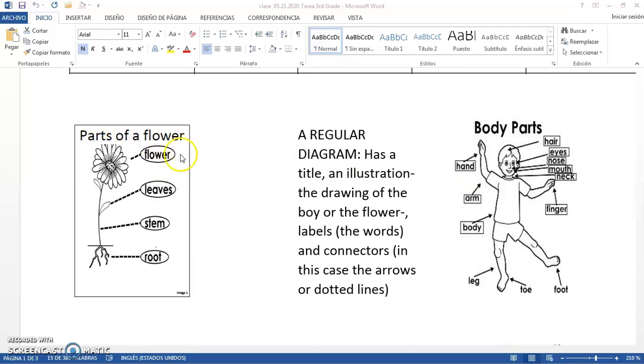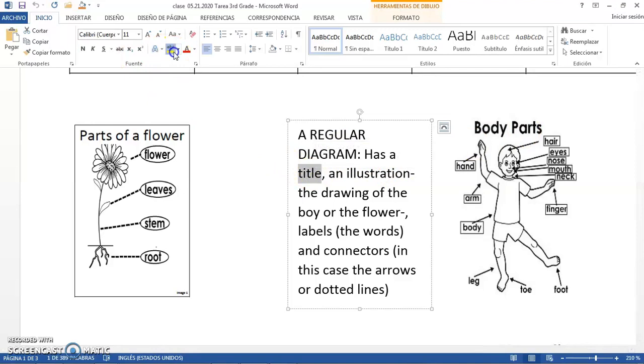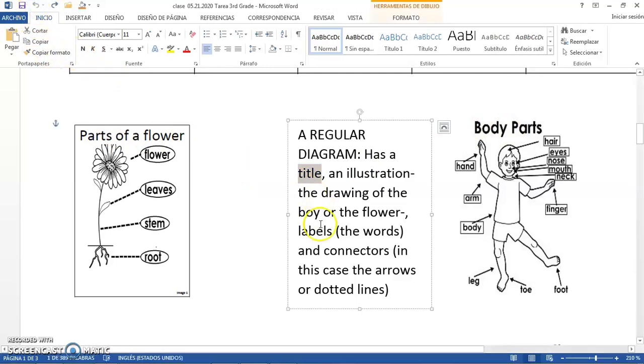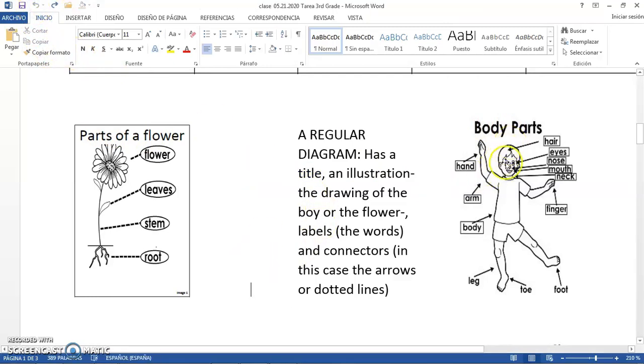Parts of a flower. That is a regular diagram. Body parts. A regular diagram has a title. This is the title of this diagram. And this is the title of this diagram. So, title. It has an illustration. This is the illustration, in the middle or on one of the sides. For example, here is the drawing of the boy or the flower.